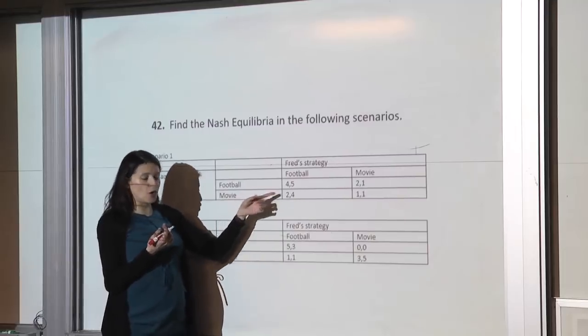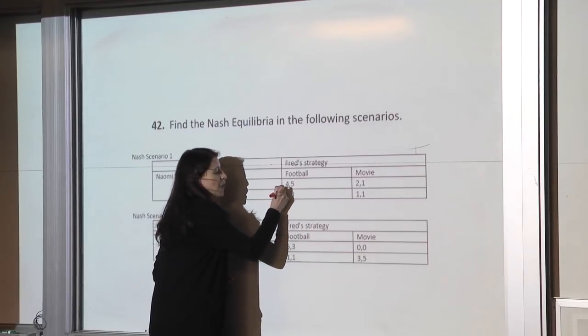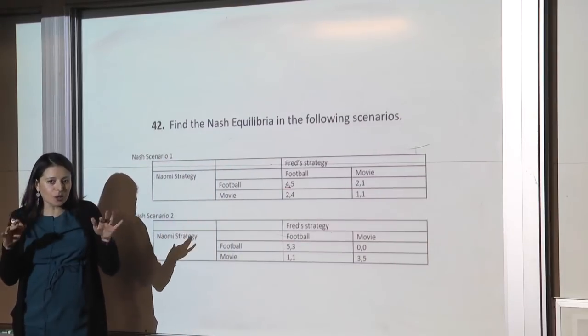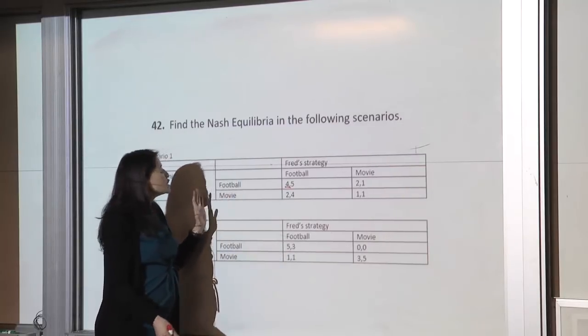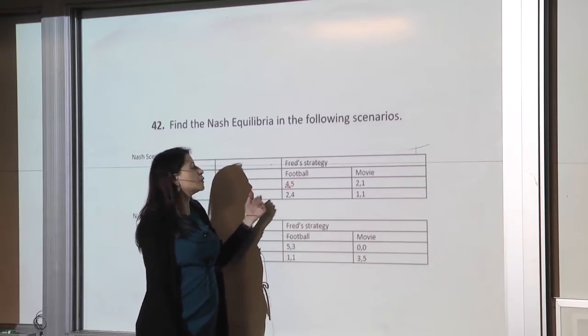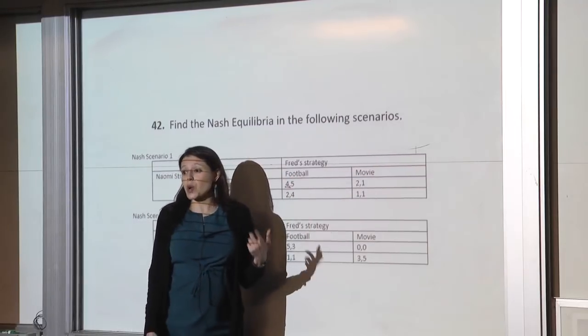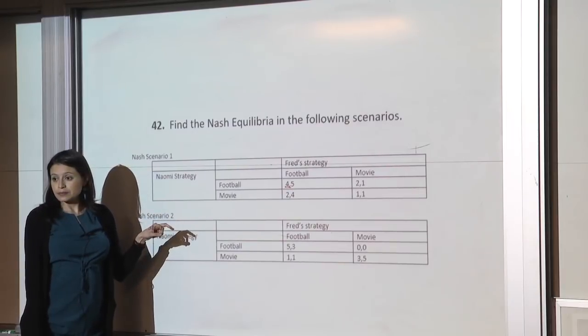Football. Why? Because 4 is higher than 2. So what I do is that I highlight that payoff, okay? And my highlighting trick always works, and is a good way to find the answer easily. So then again, now, Fred's strategy is choosing a movie. So what is the best thing that Naomi can do? Football.